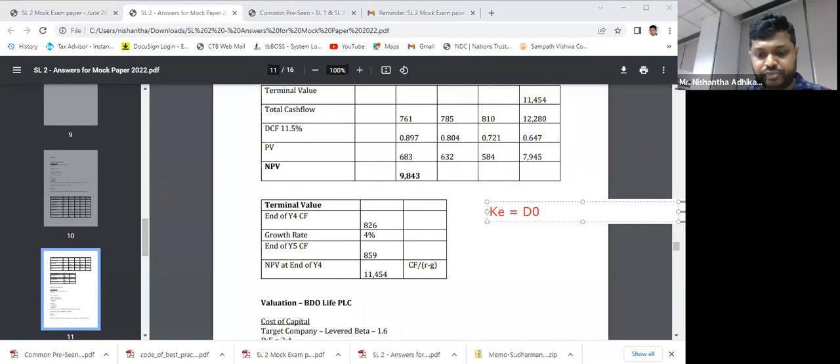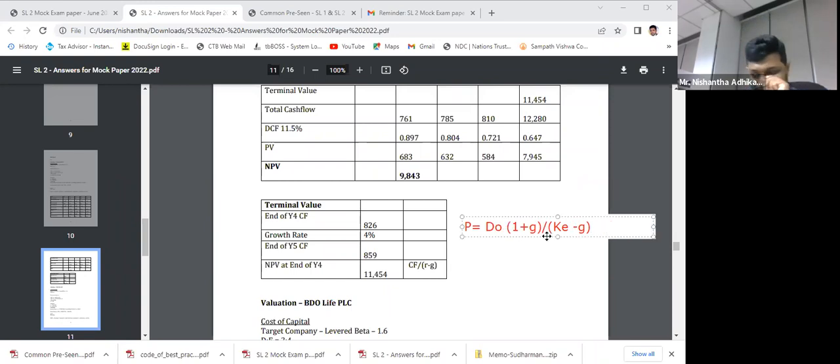D0 into 1 plus G, right? Divided by, sorry, this is price, right? Ke, cost of equity, minus growth rate. That you have already learned. Clear, Lamai? Is it clear?